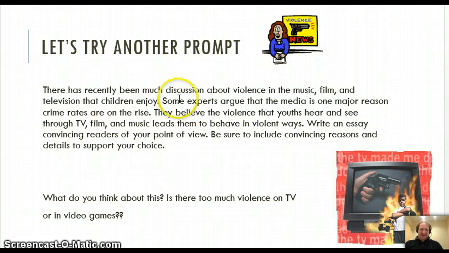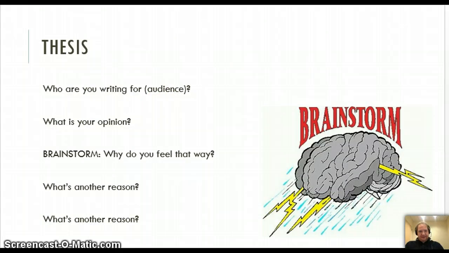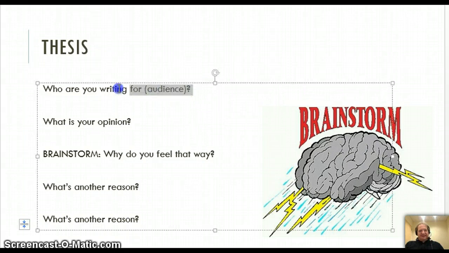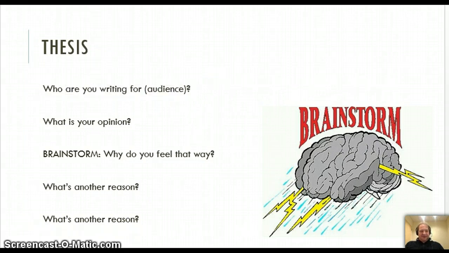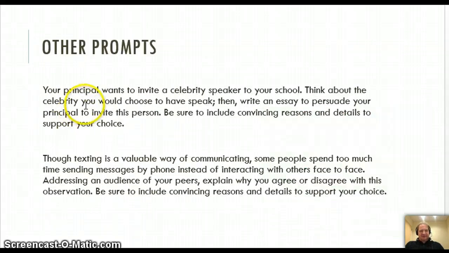Here are some examples we can go over in the live classes. Too much violence on TV? Yes or no? So the big thing, who are you writing for? I think I have some more prompts in here. Sorry, I do. They're right here.